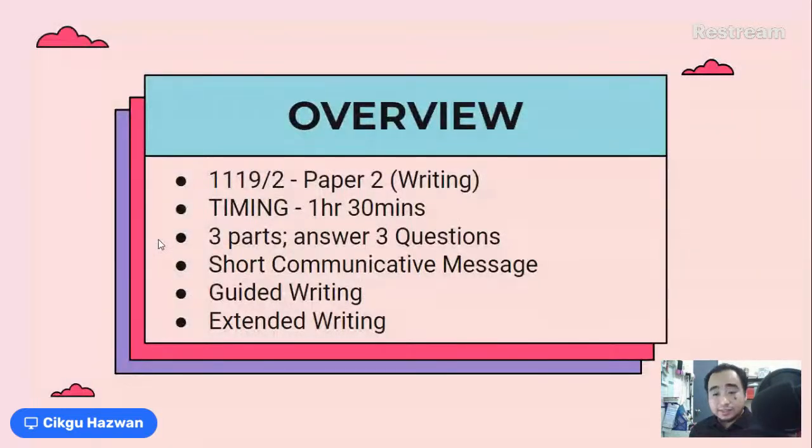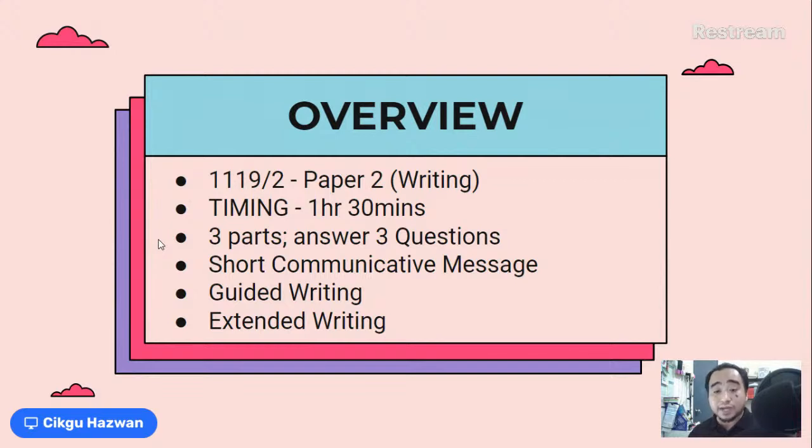There are 3 parts in this paper. You have the short communicative message. Most of us say that it's going to be an email. Then we have the second question, or part 2, which is guided writing. And finally, the extended writing.